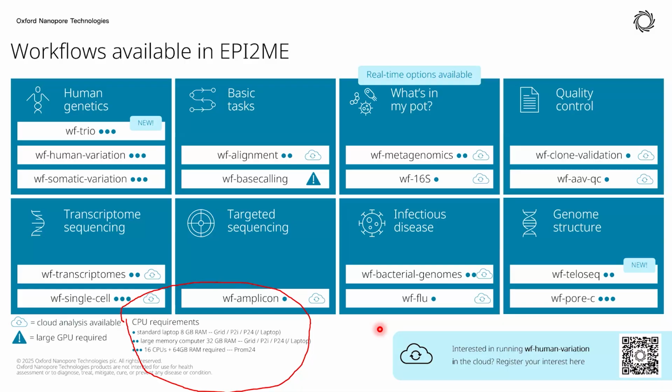But yeah, just to kind of give you an idea, most of the human variation would require a more powerful computer. Same with the transcriptomics workflows, but some of the other ones like clone validation for plasmids or amplicons have fairly minimal CPU requirements.